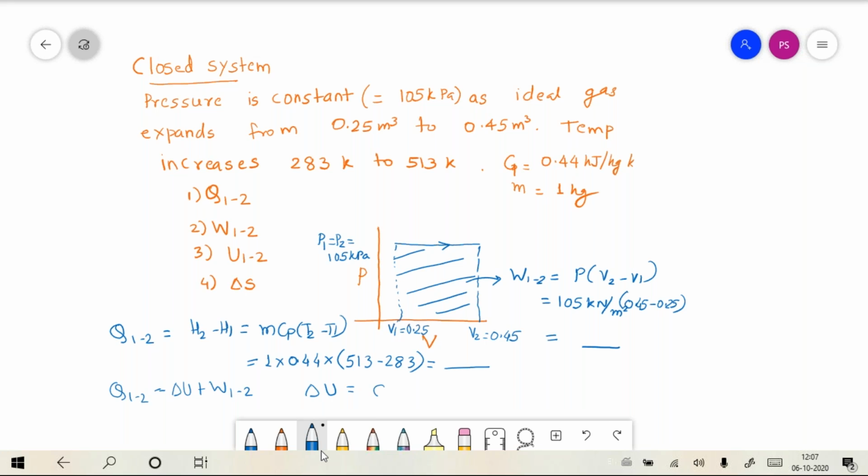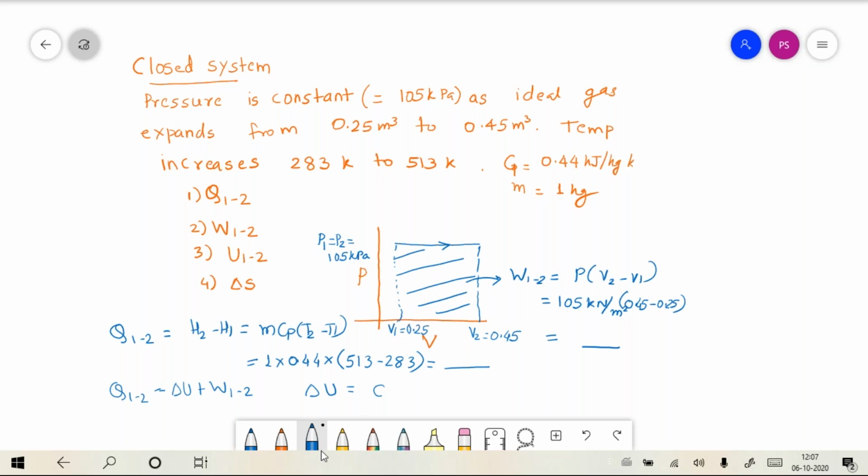Q12 minus W12. So that would give us the delta U answer. Okay, and the change in entropy, delta S, is the integral of delta Q by T, which is m Cp log to the base e of T2 by T1.